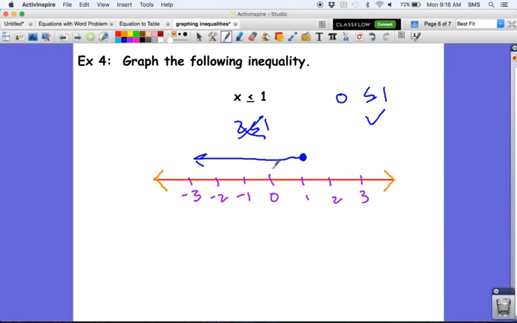Okay, that's how you graph inequalities. So first, construct your number line. Then we need to write out the numbers in the number line that deal with the number that we're working with. We need to determine if we're using an open or closed circle based on our symbol. And then we shade left or right based on what the inequality tells us.